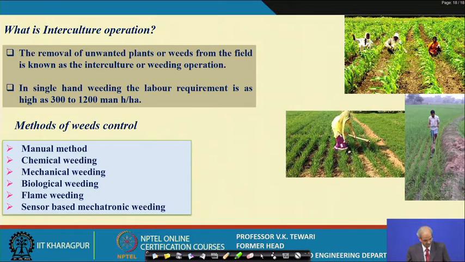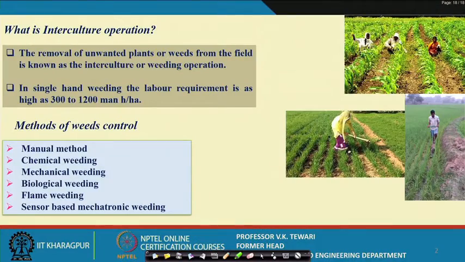Remember that it is not possible to totally eradicate the weeds. That is why we always talk of methods for controlling the weeds. That means within the period, because the crop has about 60 to 90 days or 120 days, within that period we will not allow them to grow at the same pace at which the actual crop is growing.